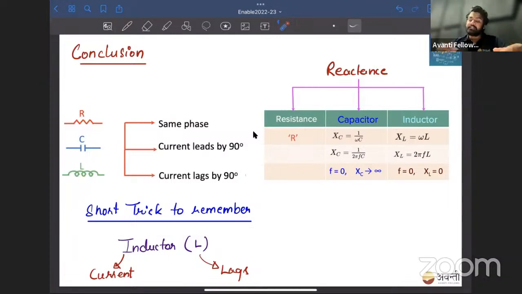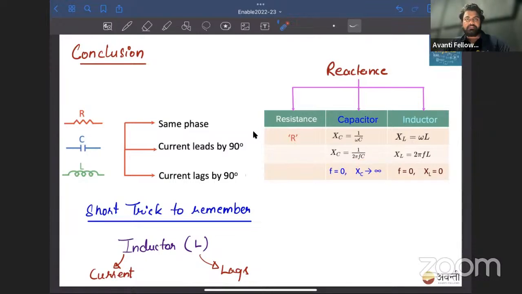And we have also studied something called reactance. In place of resistance, we can call this a substitute. So for resistance, the reactance is resistance only. For capacitor, the reactance is 1 upon omega c. In place of omega, if you write 2 pi f, then it will be 1 upon 2 pi fc. Okay. And if frequency becomes 0, then reactance will become infinite.